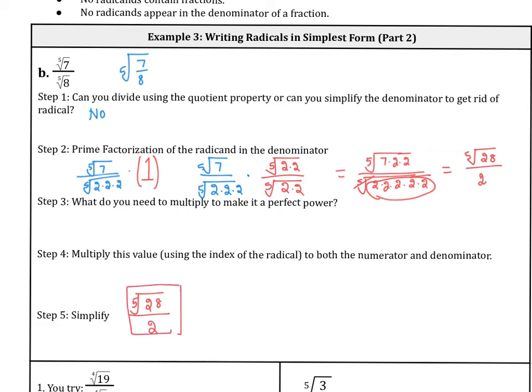Our aim is to get rid of the radicand from the bottom. In this way we do not have a radical symbol on the bottom.